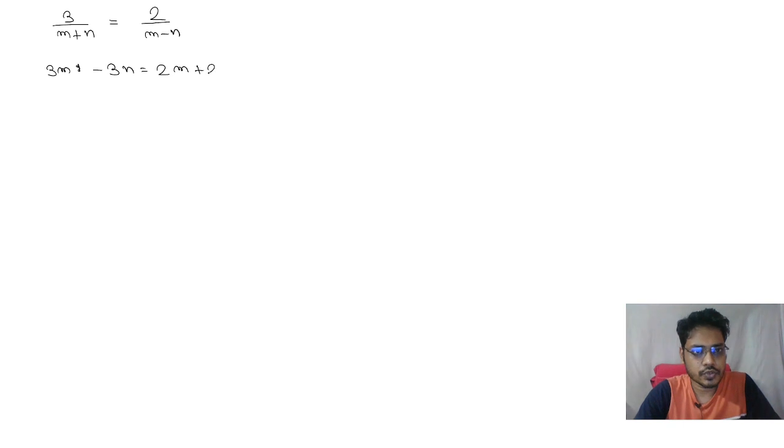So that means here we can say that a1 by a2 is equal to b1 by b2. So 3 by (m plus n) is equal to 2 by (m minus n). Now 3m minus 3n is equal to 2m plus 2n. Now 3m minus 2m, that is m. So m is equal to 3n plus 2n, that is 5n.